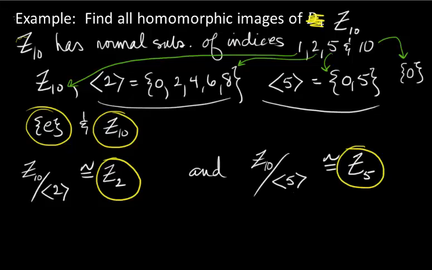The only 2 of interest here that aren't obvious would be the cyclic group of order 2 and the cyclic group of order 5. Let me say that one more time. All factor groups of Z10 are isomorphic to, are cyclic of order 2 or cyclic of order 5.